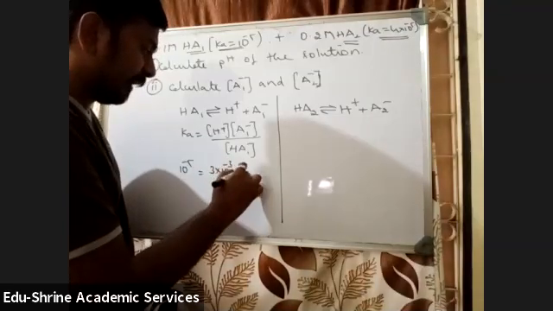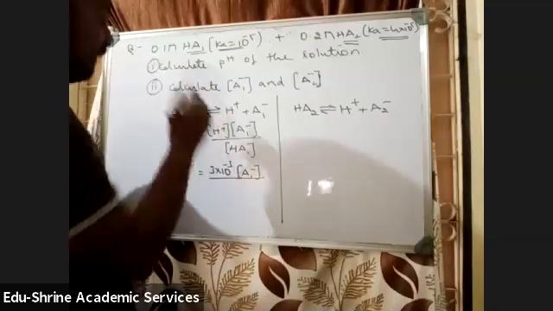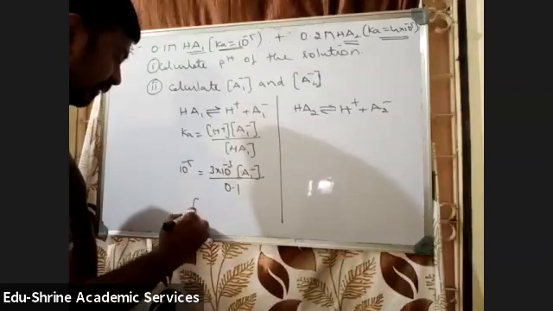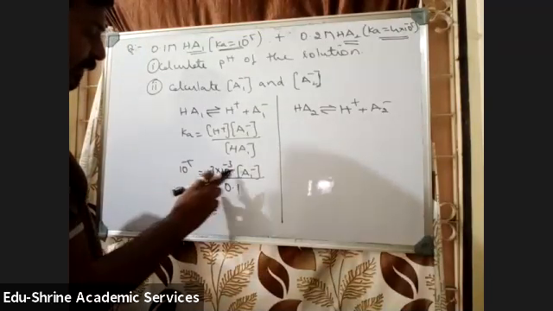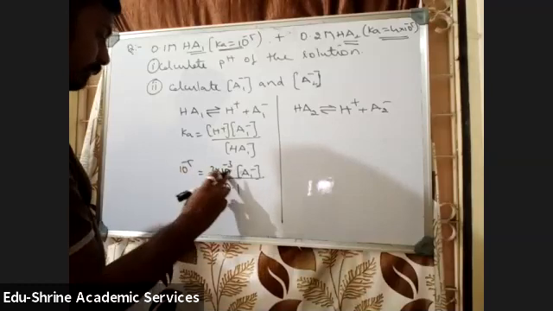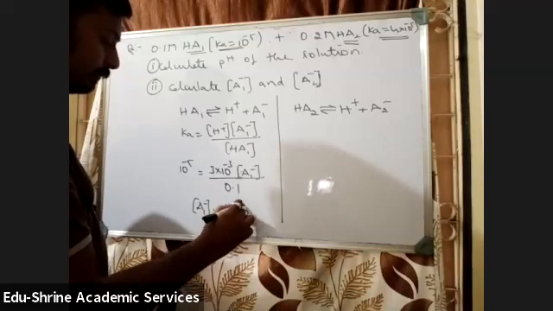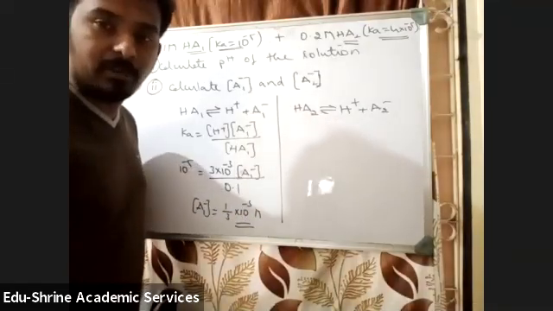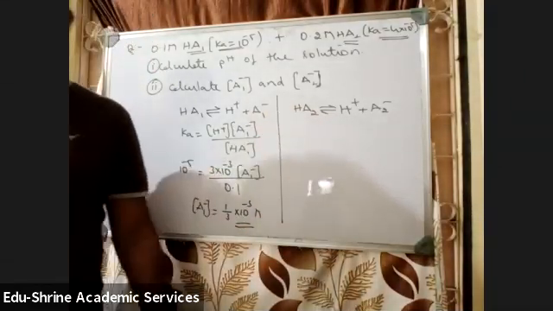Into concentration of A1 minus, I need to calculate. By HA1, concentration is 0.1. So if you simplify this, you will get the concentration of A1 minus. So how much will you get? 10 power minus 6 this becomes. So it will be 10 power minus 3, 1 by 3 into 10 power minus 3. This will be the concentration of A1 minus. In the same way, solve it for this. Tell me how much will you get?